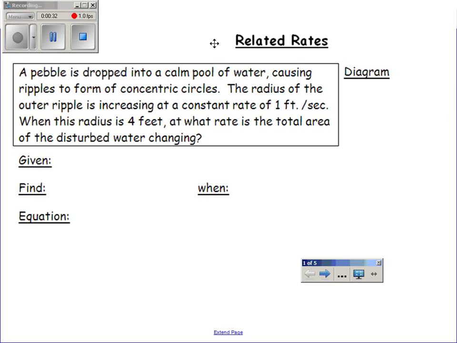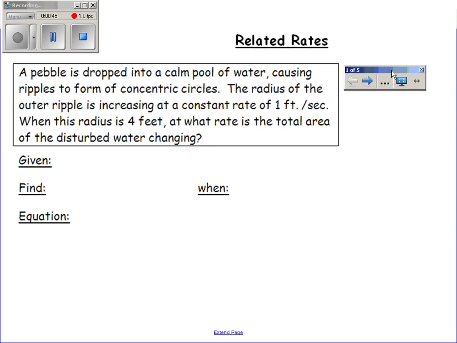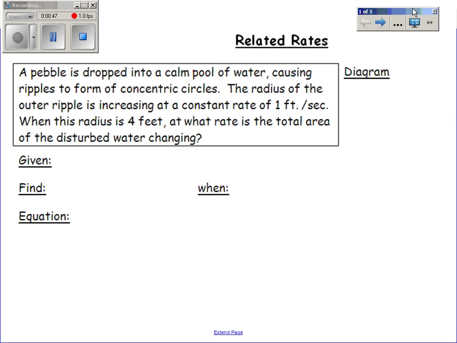So I have here on your notes sheet a guide to help you figure out a way to set up the problem so that you have a good understanding of all of the information that the problem is giving you, what you don't know, and what you need to find. So let us begin. We are going to begin with this problem that has a pebble being dropped into water, causing ripples to form in circles.